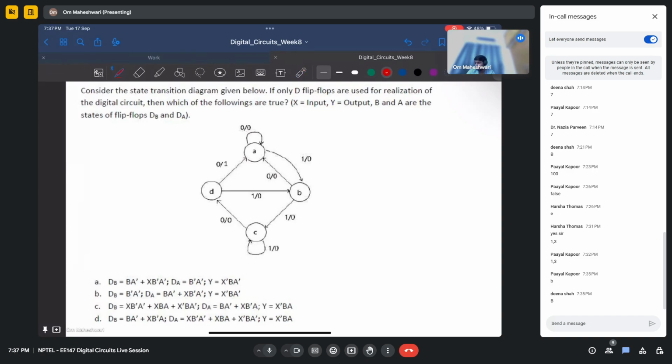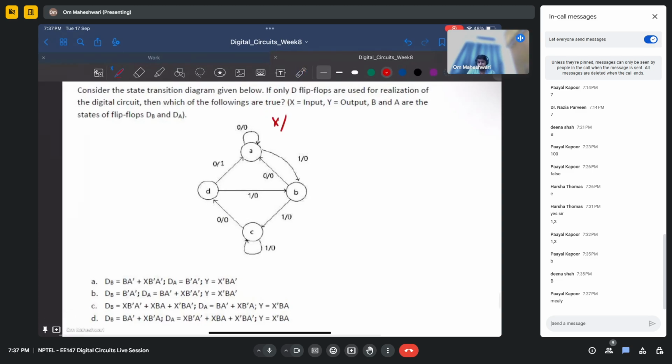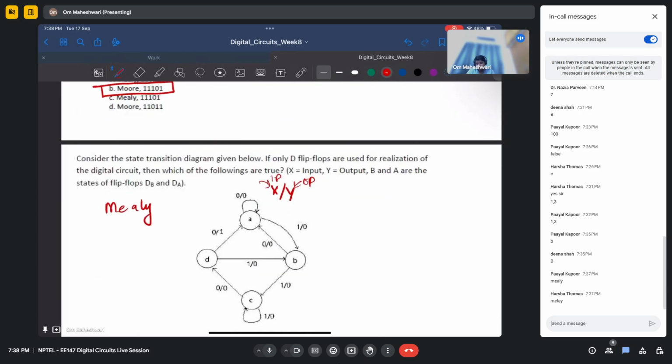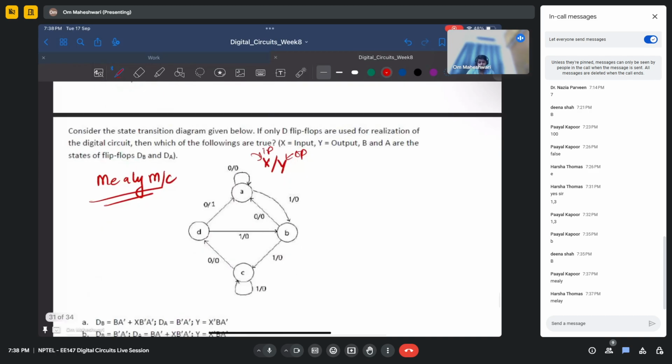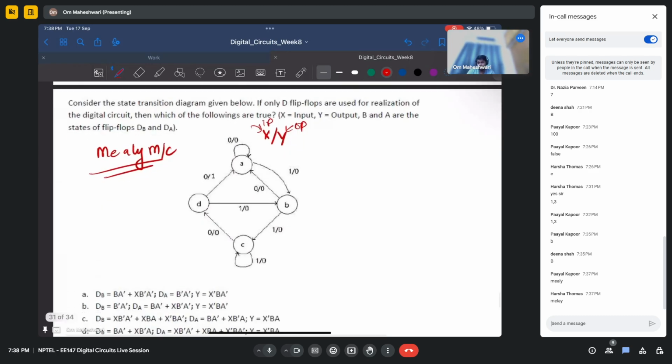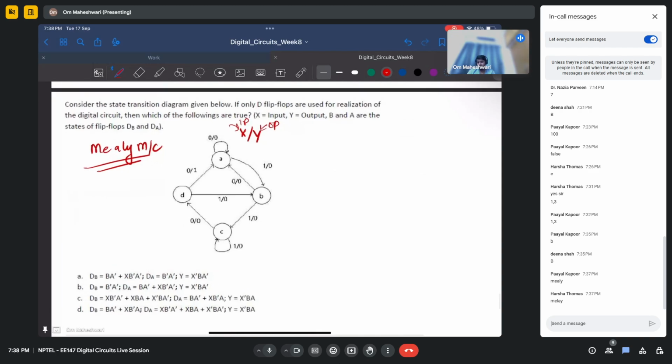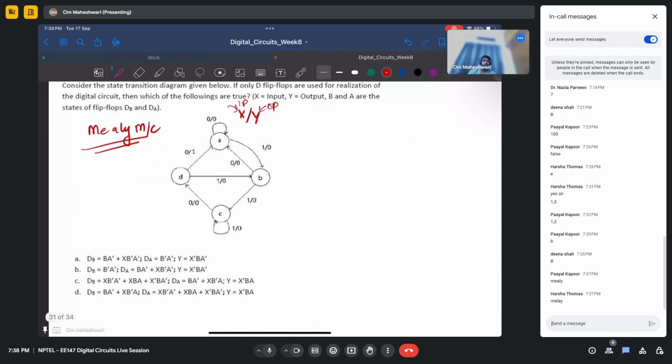Okay, so first of all, which machine is this? Now you see output is written X over Y. If we talk about this is input, this is output. This is a Mealy machine. Mealy machine, right? Output is a function of input now, right? So we have to basically realize this state diagram with some flip-flop circuit.